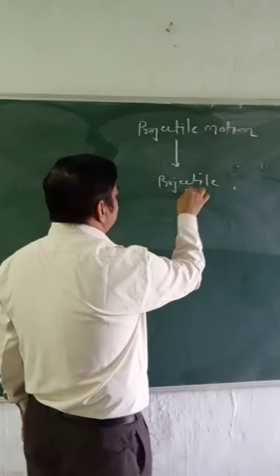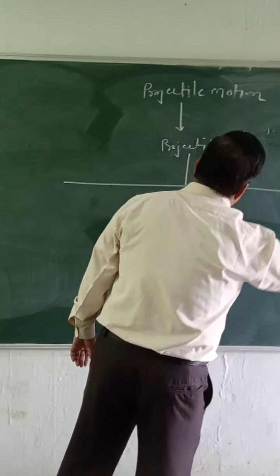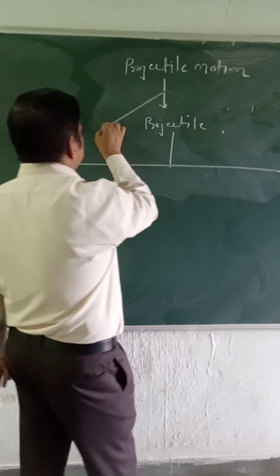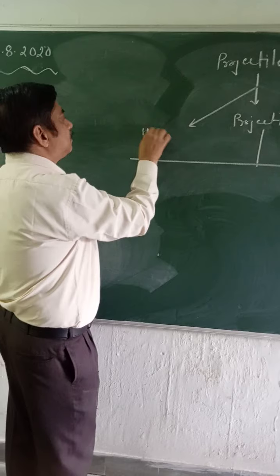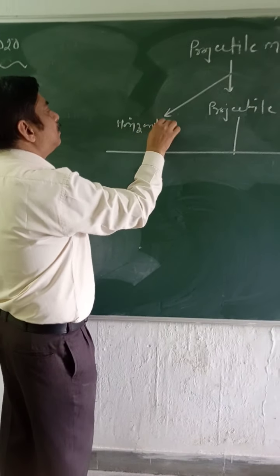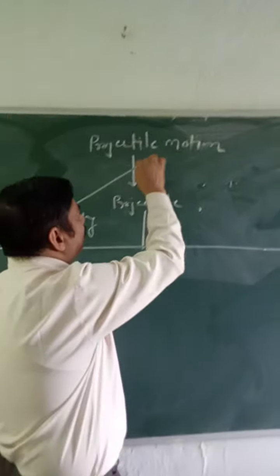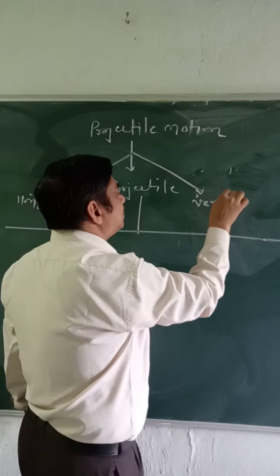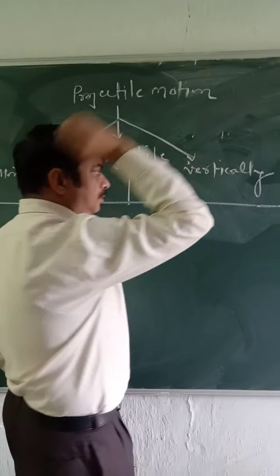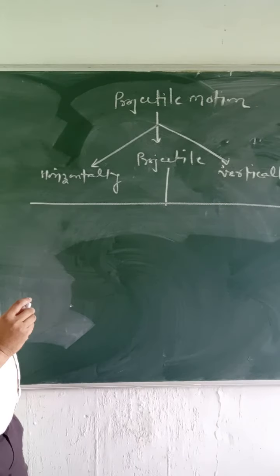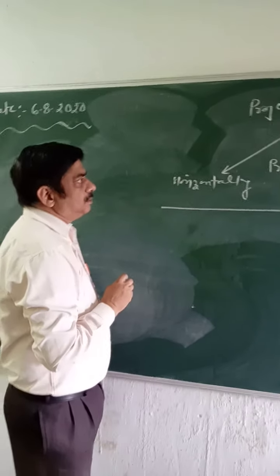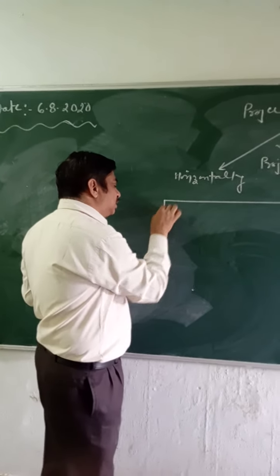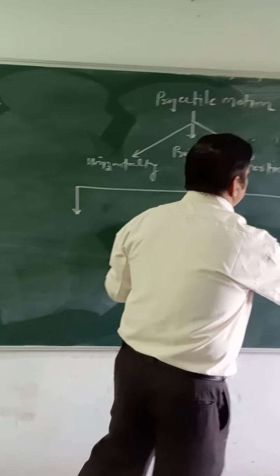So here, let me show you. Two things are there. This object moves horizontally, and the object moves vertically. Now here, this is said to be projectile motion. Now this projectile motion is of two types.